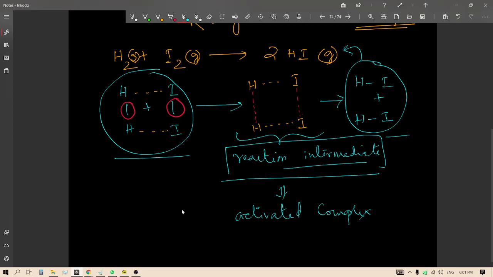So this reaction intermediate is also sometimes called the activated complex.